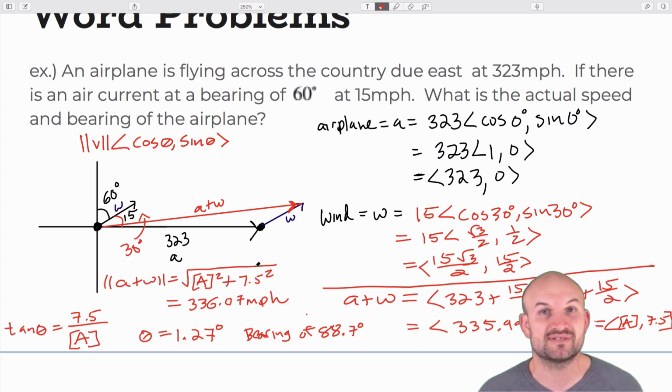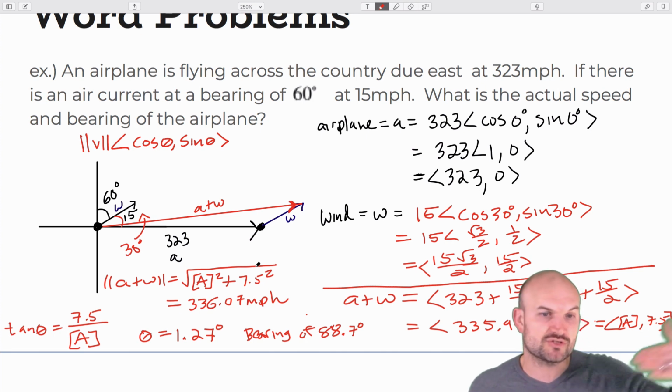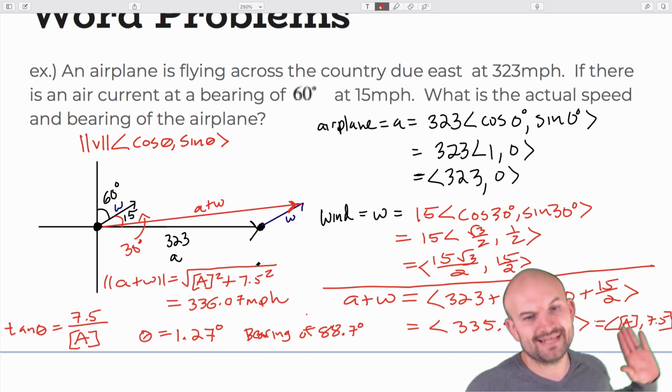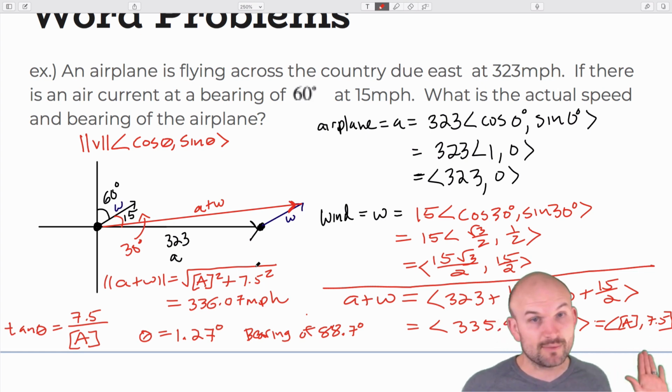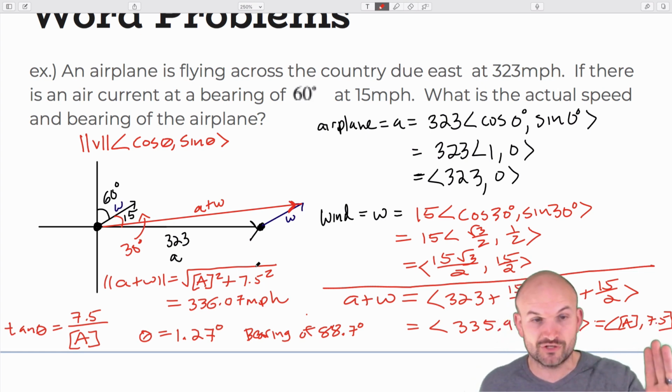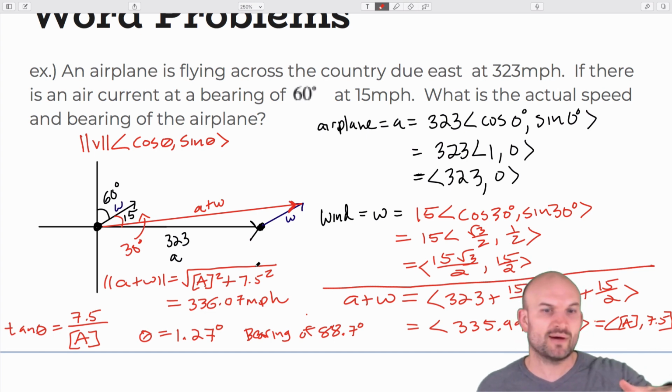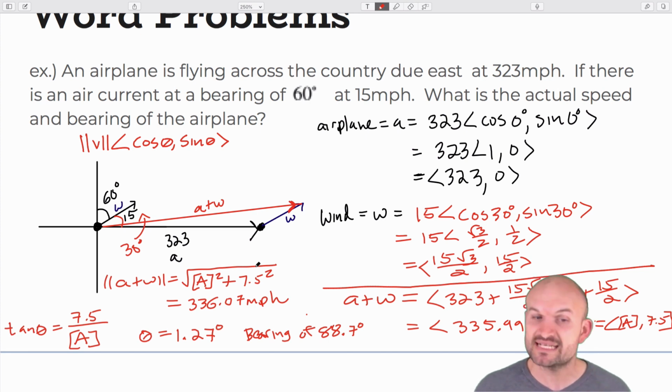Now again, I want to stop. Does that make sense? If you're traveling 323 miles per hour and you have wind at your back pushing you forward, not 100% directly behind you, but at an angle, then it makes sense you're going to go faster, right? But not all the way an extra 15 miles per hour faster, because it's at an angle. So 336 miles per hour makes sense.